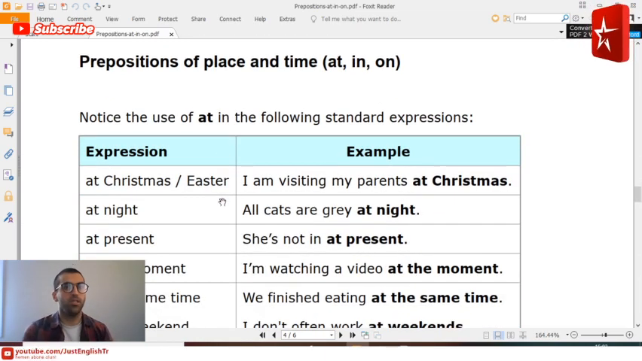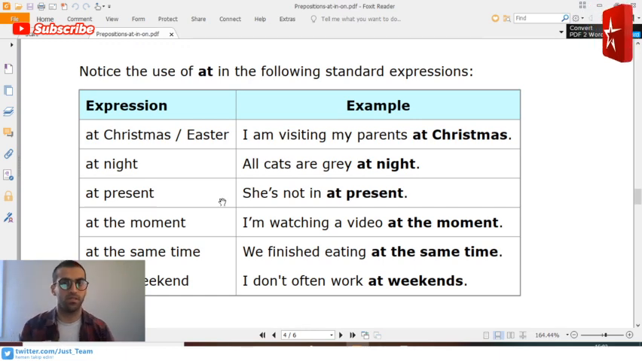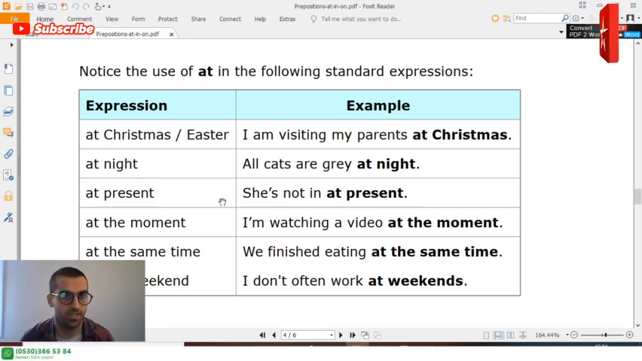And let me show you some standard expressions related to at. How can we use at? In the following standard expressions you will see, for example, as I told you before, we can use at before holidays: at Christmas, at Easter. Let's use it in a sentence. I'm visiting my parents at Christmas. But if there's a day after Christmas, we have to use on. I'm visiting my parents on Christmas Day. But I'm visiting my parents at Christmas.